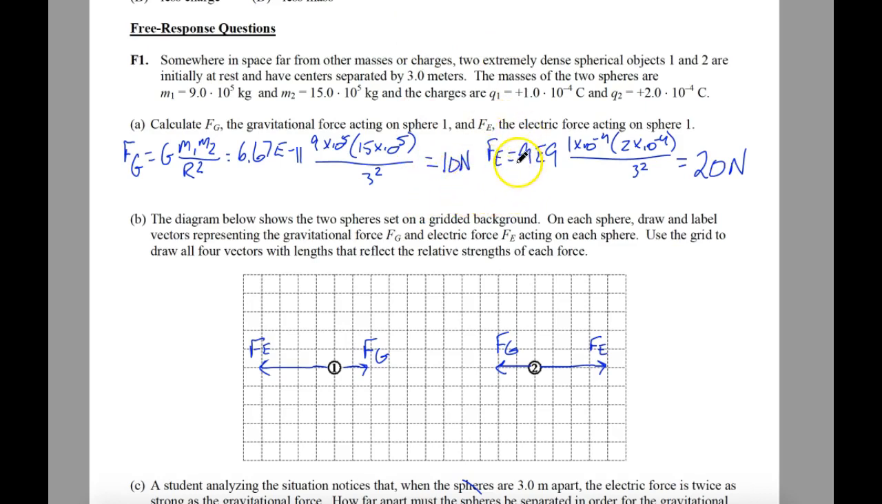And then for the force of electricity, we're going to use the force of electricity equation. Fe is equal to k times Q1 times Q2 all over r squared. And when you plug all the numbers in from what they gave you here, you will get 20 newtons. So you're going to notice that the electric force is double the force due to gravity.